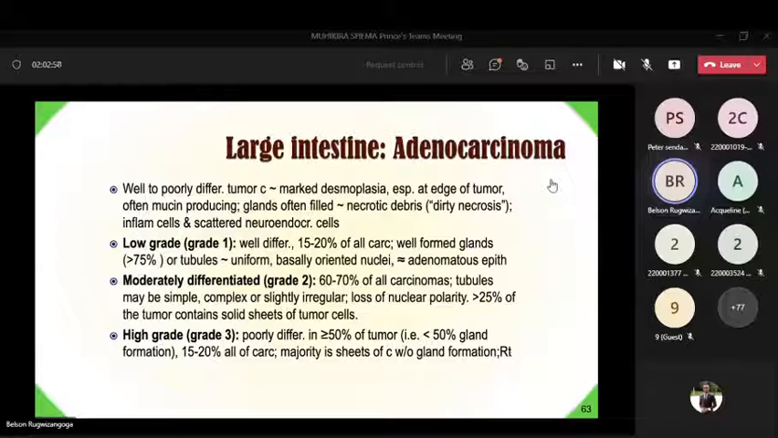The adenocarcinoma is well to poorly differentiated. I think these are details for the pathologist, but you must understand that when you say well differentiated, it means it is usually low grade, while high grade will be poorly differentiated, and these are very aggressive. They can kill very quickly compared to the well differentiated ones.